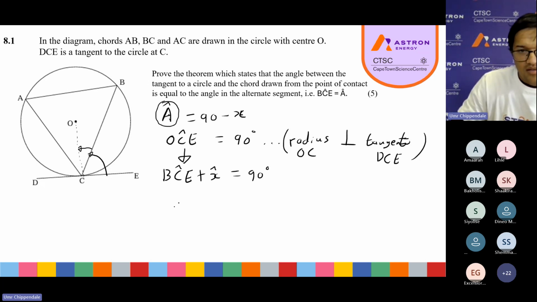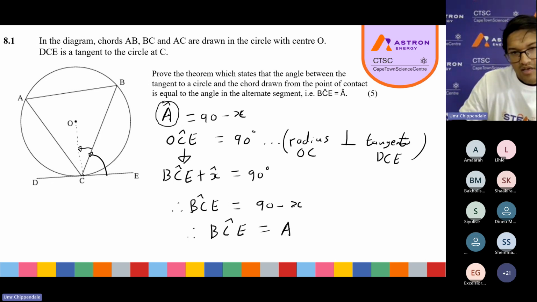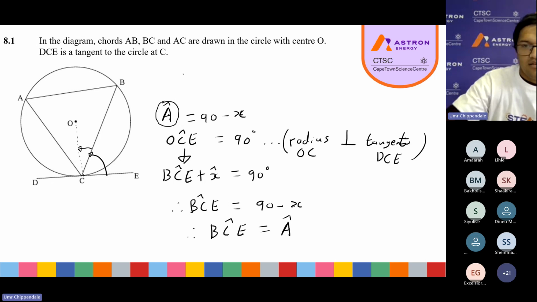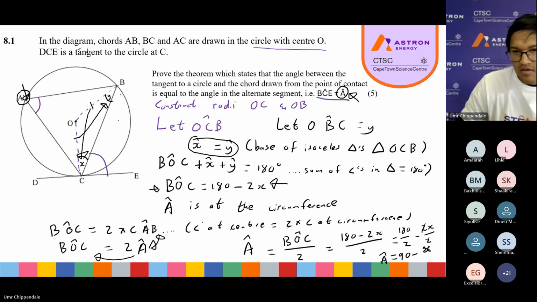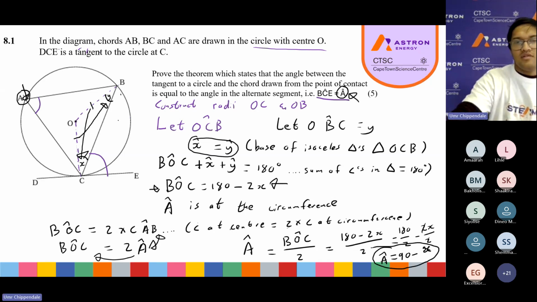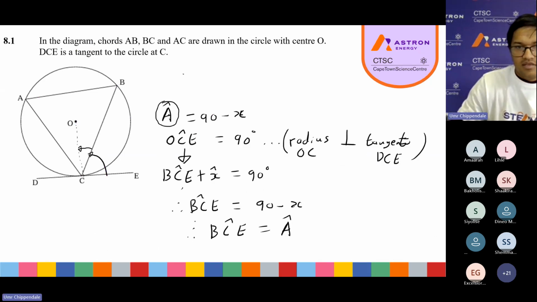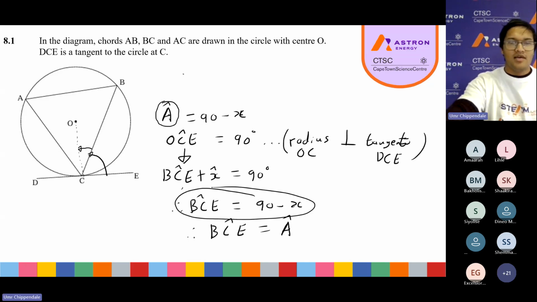Now from there, we are going to say our BCE is equal to 90 minus x. And therefore, since we have a 90 minus x, we could say that BCE is equal to angle A, just like we had here. Both of it equal to 90 minus x. And that's how we proved that we have these two together. Both of it is equal to 90 minus x. Okay.